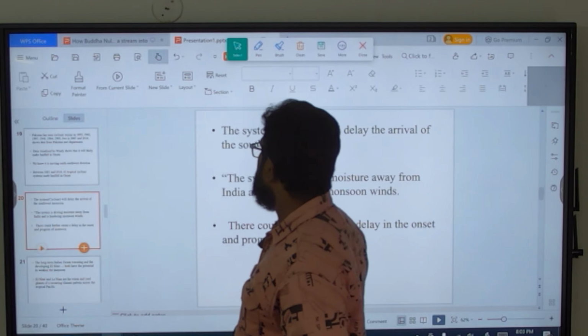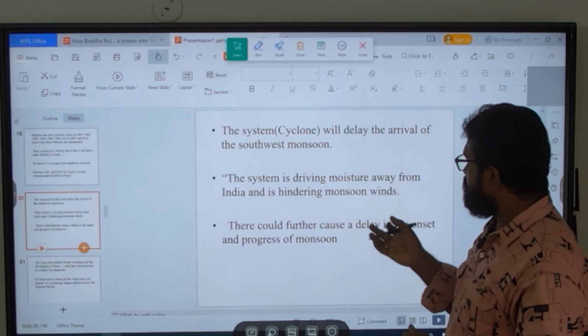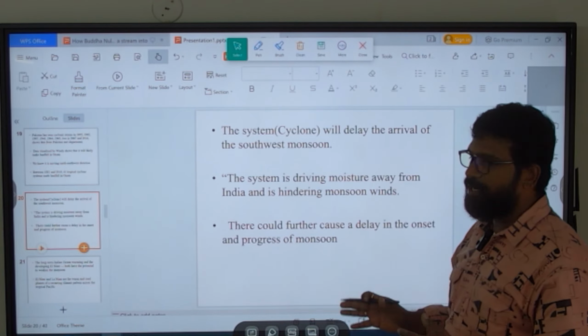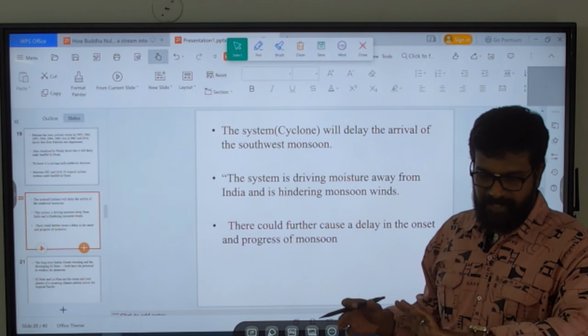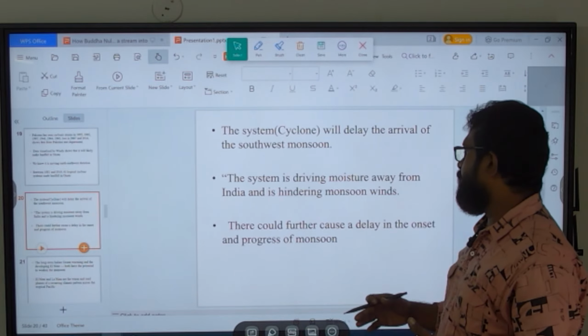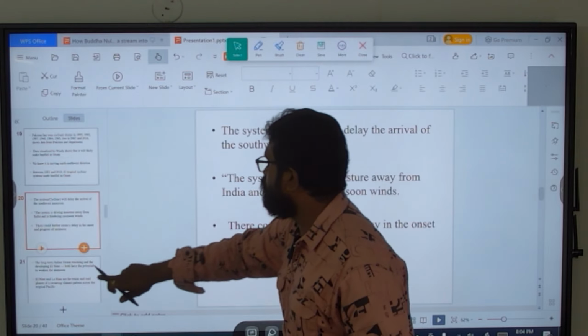Now, if you see, the cyclone system will delay the arrival of the southwest monsoon. The system is driving moisture away from India and is hindering the monsoon wind. That's why, as I told you, whatever moisture is over the mainland of India is obviously sucked in by that cyclone. So it might further delay the onset of the monsoon.